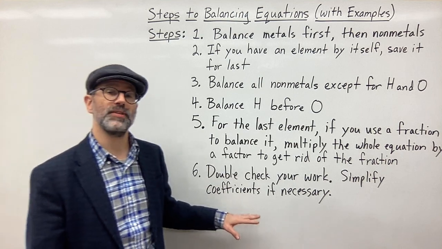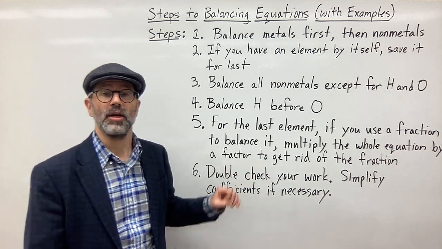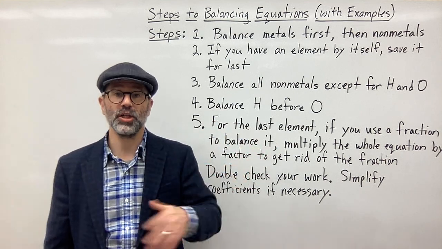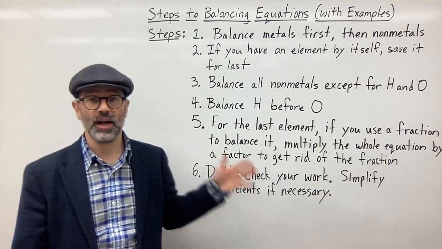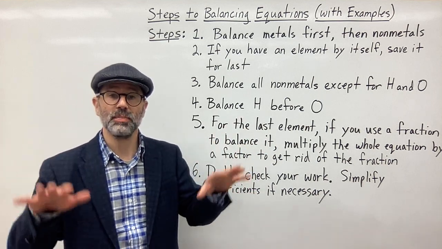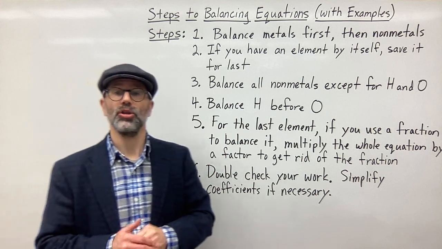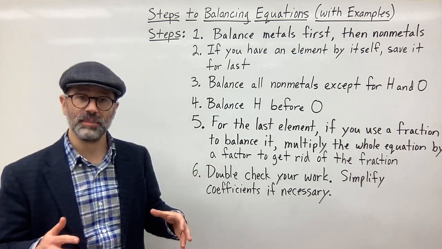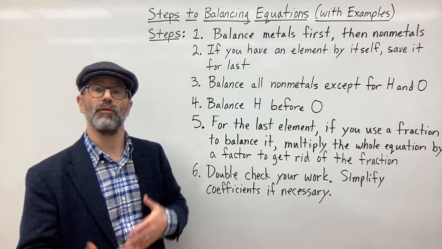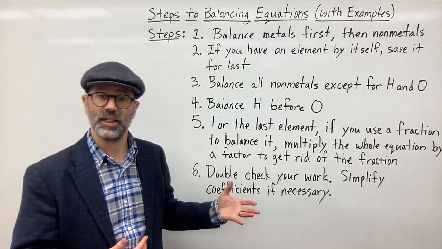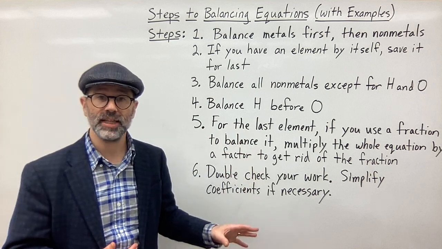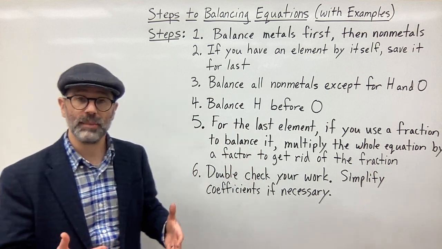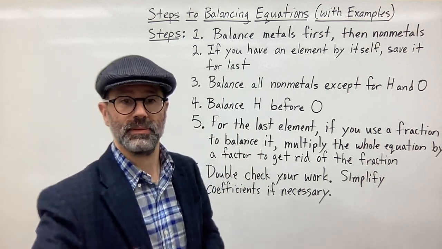Simplify coefficients if necessary. So if all your coefficients are divisible by 2, then divide them all by 2 to get simpler whole numbers. So you should watch out for that. Okay, so those are the steps. Let me next go through a few examples of balancing equations where I'm applying the steps, so that way you could see what I'm doing. So stay tuned.